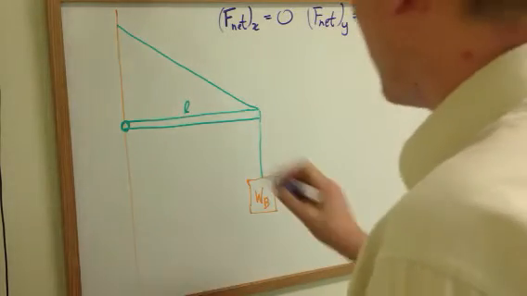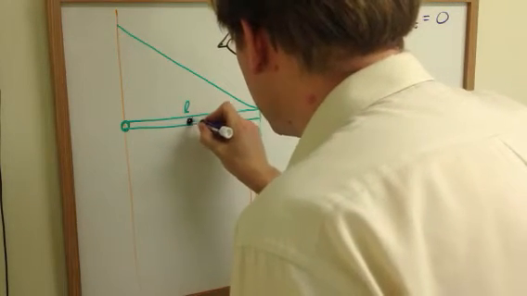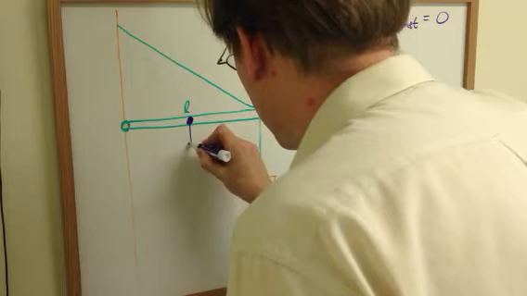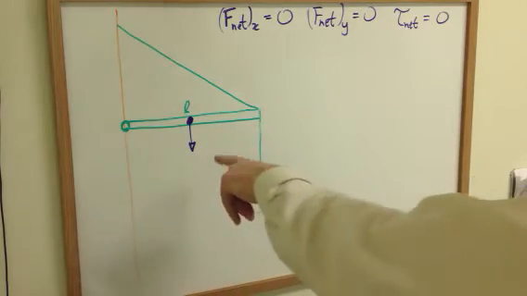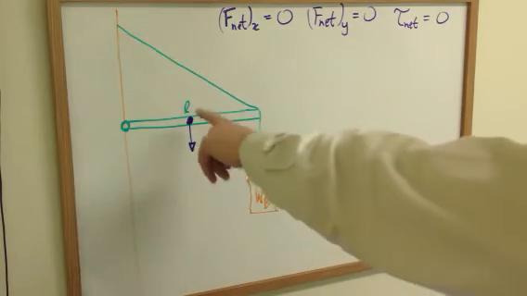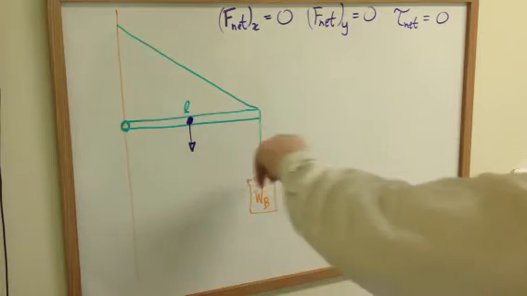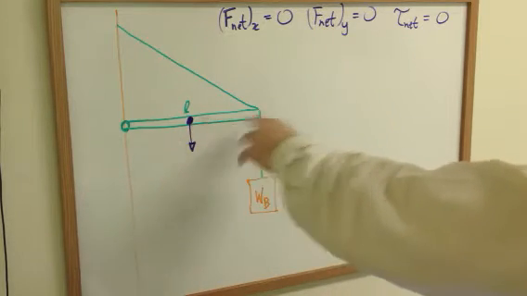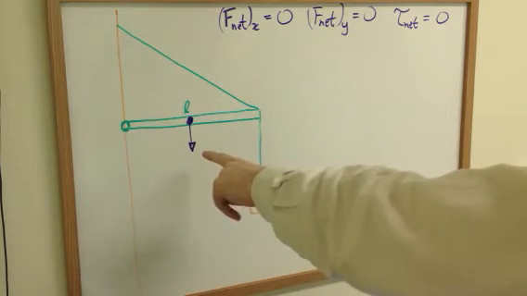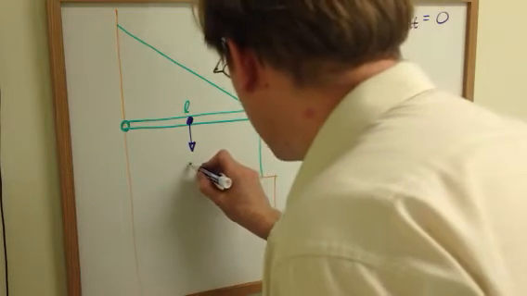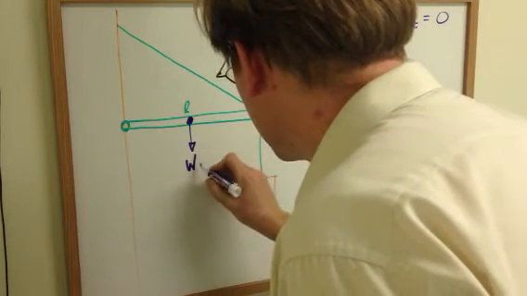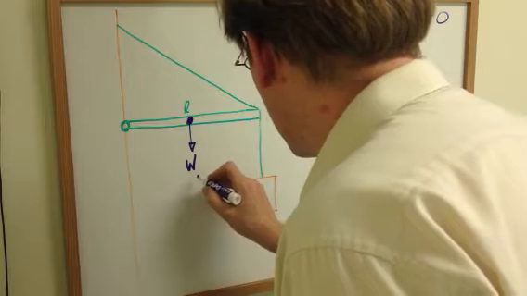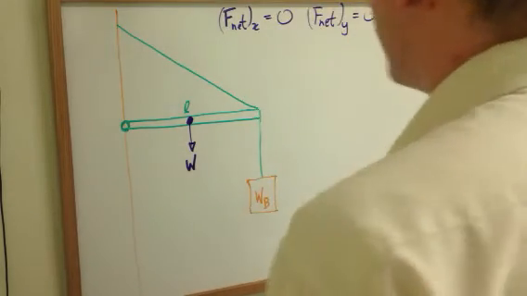Forces come from weight, and the beam has a weight. It says it has a center of mass, and because it's a symmetrical beam, it's located in its geometric center. So this is the weight of the beam. I'm just going to put it as weight.